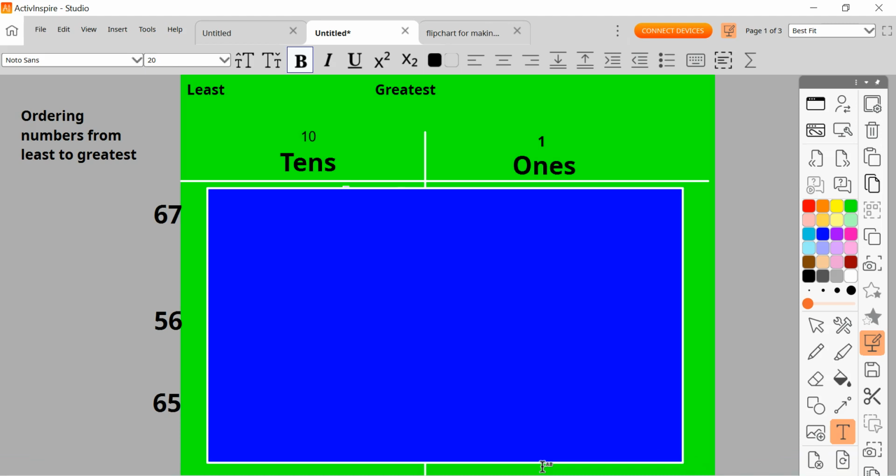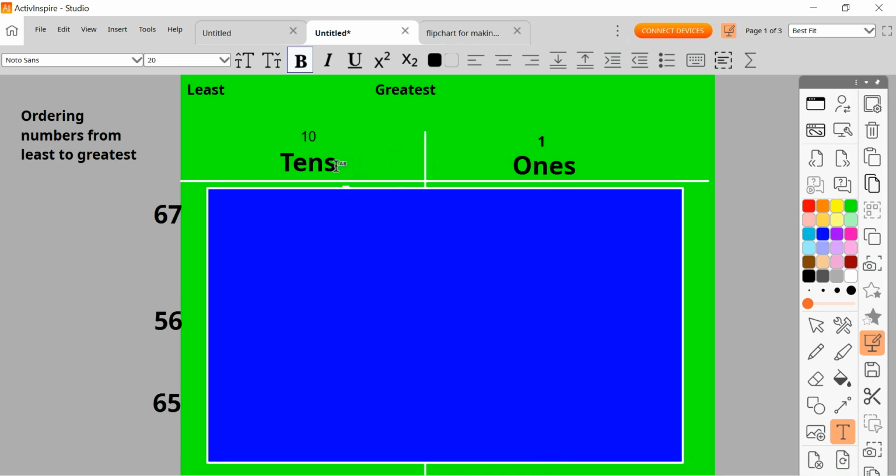Today we're going to be working on ordering numbers from least to greatest. We've used the place value chart tons and tons of times before, and we want to make sure that we are building on what we know. Last time we worked on comparing numbers. Now we're going to work on ordering numbers using the place value chart, and we're only focusing on two-digit numbers for this lesson.